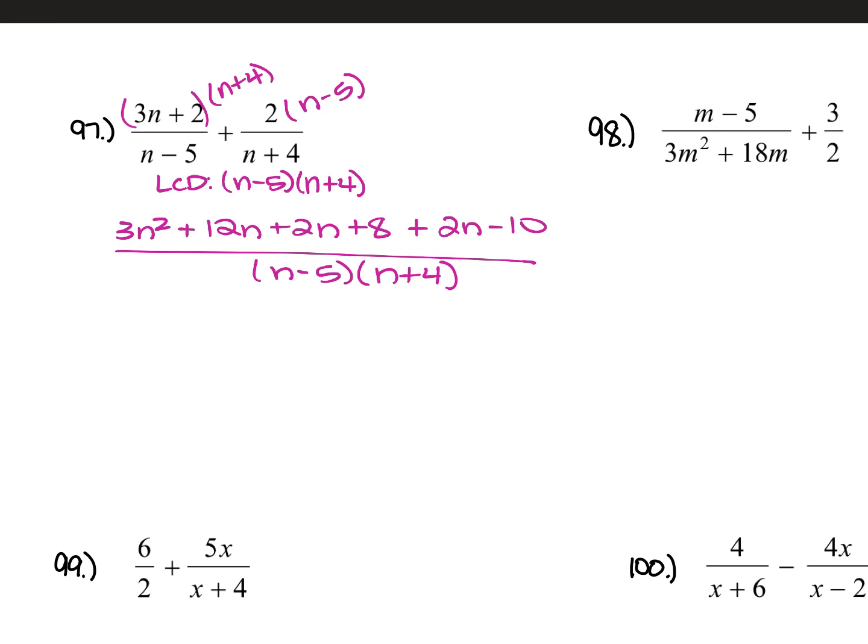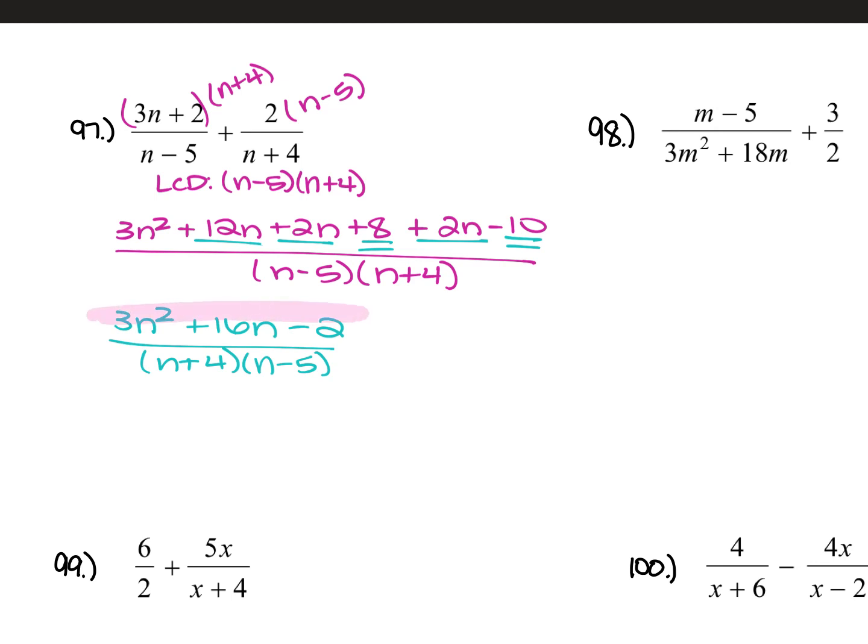From here, just combine your like terms. So that's going to be 3n squared. You have 12n plus 2n, which is 14n, plus 2n is 16n. And then you have the 8 and the negative 10, which is negative 2. And this is all over n plus 4 times n minus 5. If you could factor that n squared plus 16n minus 2, you would. However, you don't have any factors of negative 6 that add up to be 16, so that is your answer.